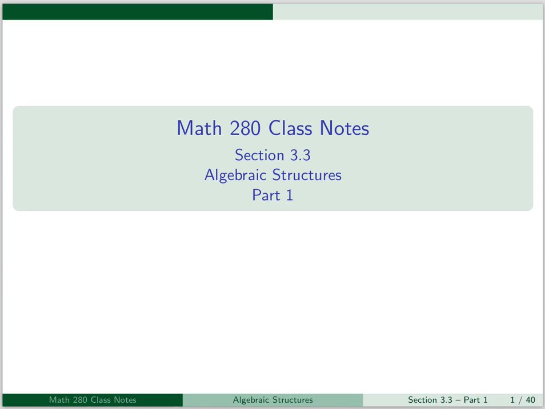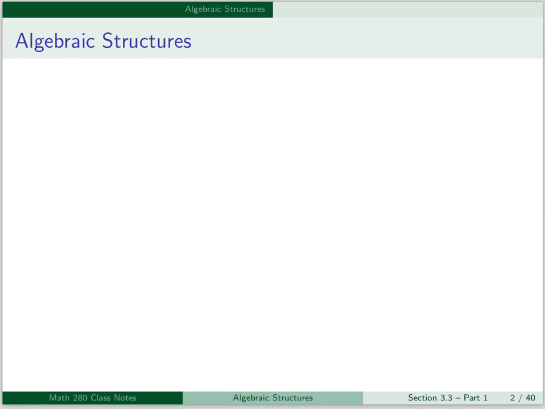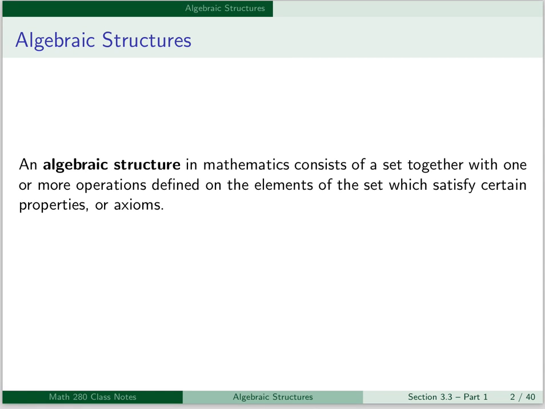This video covers Part 1 of Section 3.3, Algebraic Structures. An algebraic structure in mathematics consists of a set together with one or more operations defined on the elements of the set which satisfy certain properties or axioms.